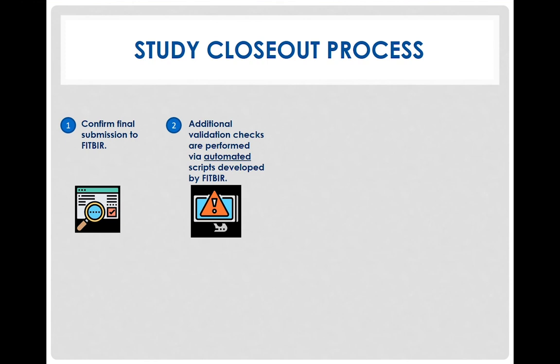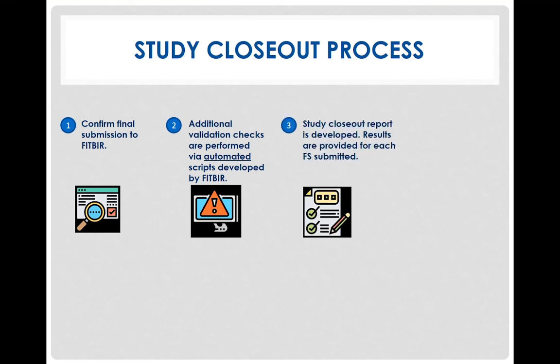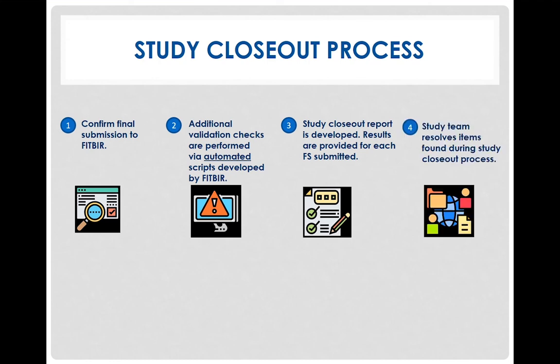Study closeout process. There are 4 steps with the study closeout process. Number 1, confirm final submission to FITBIR. Number 2, additional validation checks are performed via automated scripts developed by FITBIR. Number 3, study closeout report is developed. Results are provided for each form structure submitted. Number 4, study team resolves items found during study closeout process.